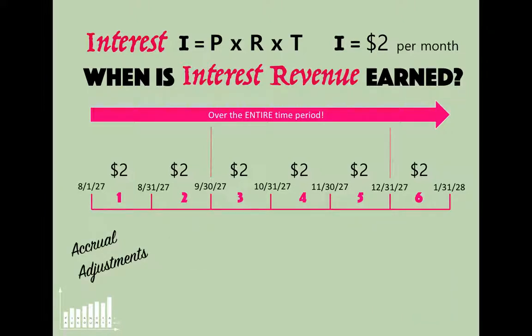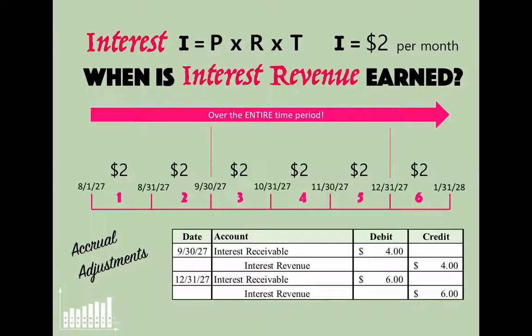So we're going to make some adjusting entries to record this interest accrual. And these are what the two entries would look like. We would record on September 30th interest receivable. Mr. Moneylater owes us interest. He's not paying it yet. And interest revenue. We've earned the interest of $4 for the months of August and September.